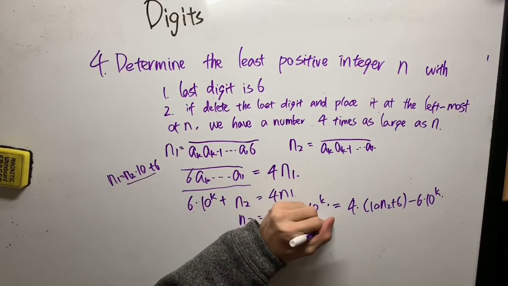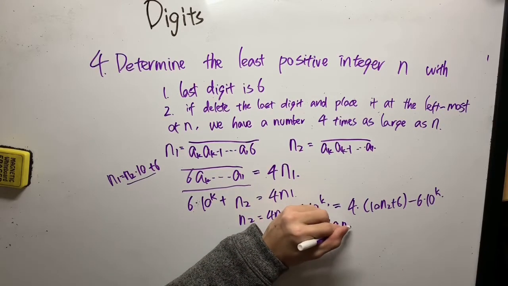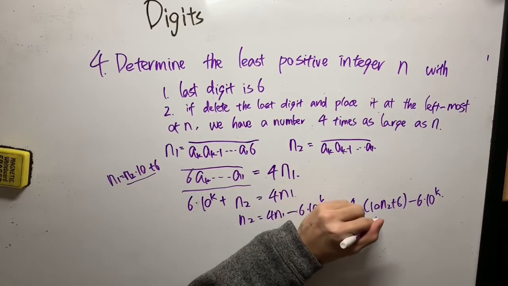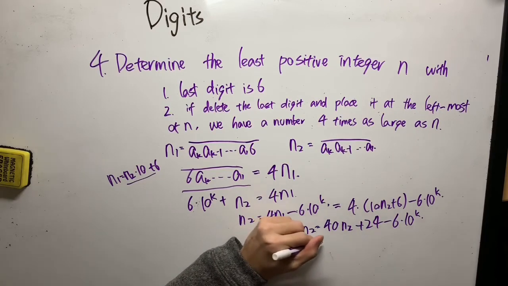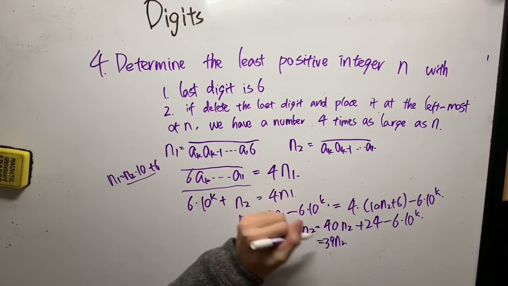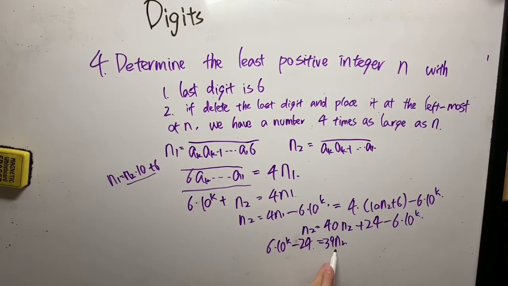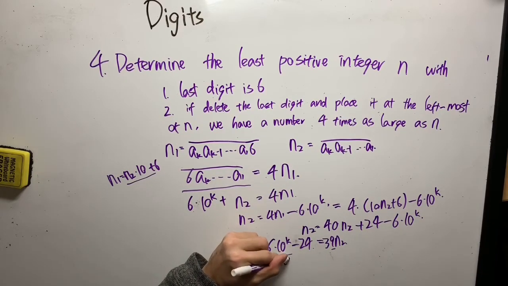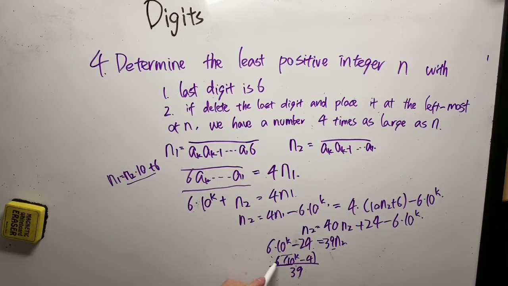Thus, n2 equals 40 n2 plus 24 minus 6 times 10^k. And we have 39 n2 equals 6 times 10^k minus 24. By dividing 39 on both sides, we have (6 times 10^k minus 24) over 39. And we can simplify this as 2 times (10^k minus 4) over 13 equals n2.